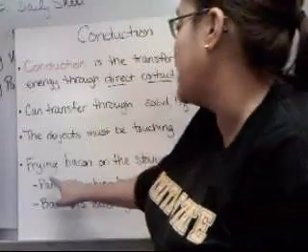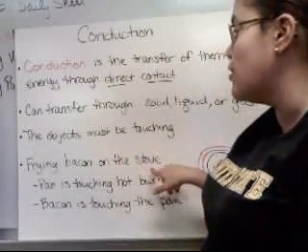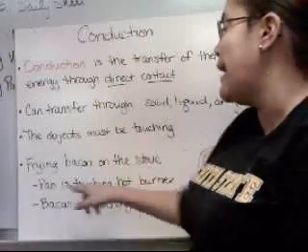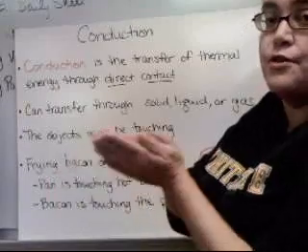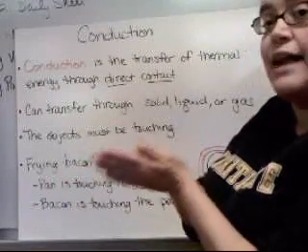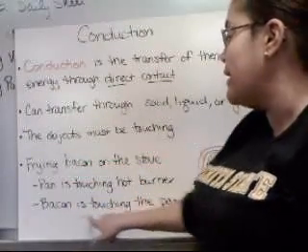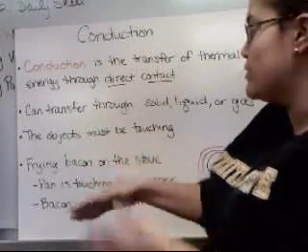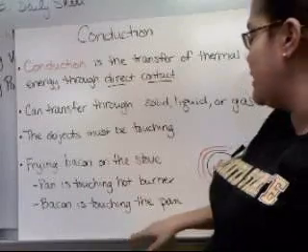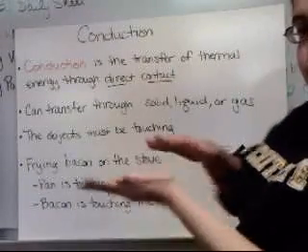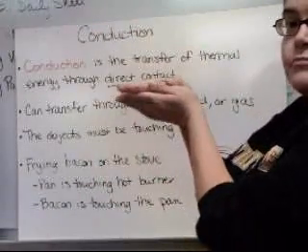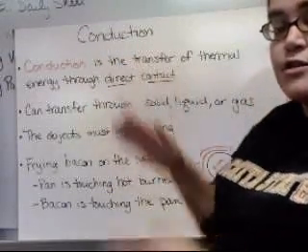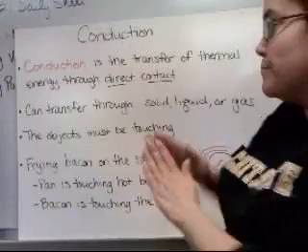So for example, frying bacon on the stove is an example of conduction. I drew it here. The pan is touching the hot burner, so they're in direct contact, so that's conduction. And then the bacon is touching the pan, which is also conduction. So the heat, the thermal energy, is going from the burner to the pan to the bacon. They're all touching each other, so this is conduction. For conduction, they must be touching.